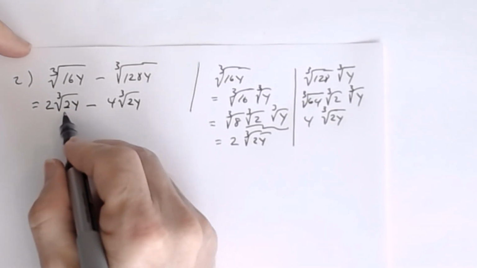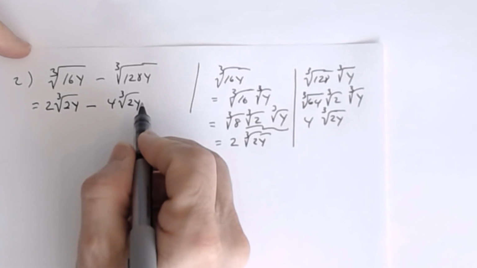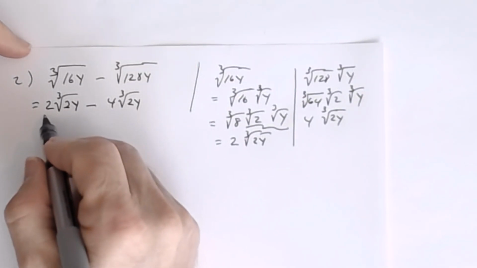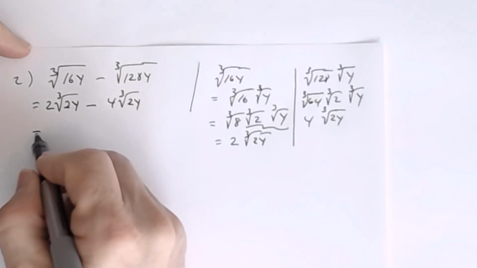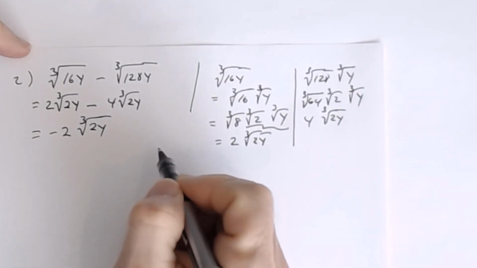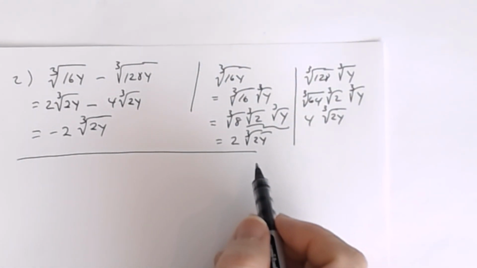Now notice those are like terms because the indices are the same, the radicands are the same, and there's no extra variables involved. And so you have 2 and a negative 4, so that's a negative 2 cube root of 2y. Okay, so that was number 2. All right, let's do number 3.